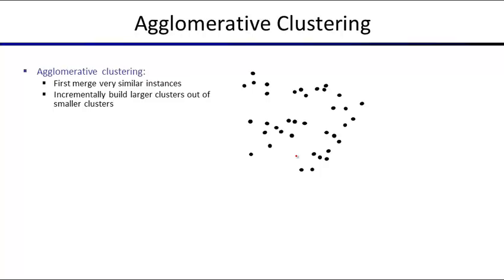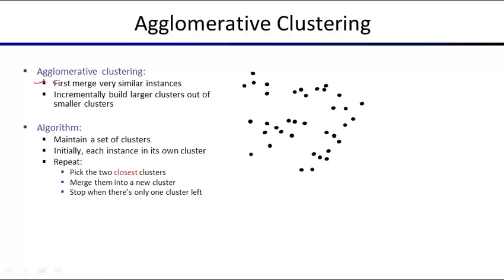So the first step is you look at very similar instances and merge them together, and then incrementally you keep repeating this. So the algorithm would be you maintain a set of clusters. Initially, each data point is its own cluster. And then you repeat. Pick the two closest clusters, merge them into a new cluster, and stop when there's only one cluster left. That's interesting. You end up with one cluster.